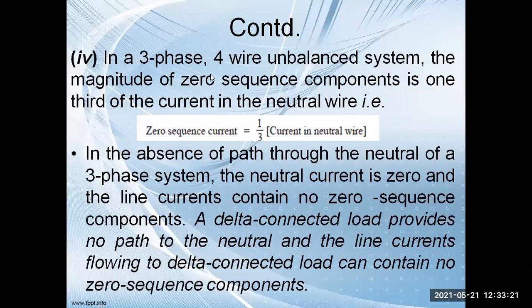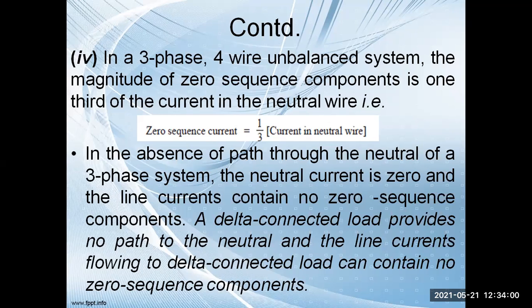So the zero sequence current equals 1/3 of the current in the neutral wire. Yes or no? Now you can understand. In the absence of a path through the neutral of a three-phase system, the neutral current is 0 and the line currents contain no zero sequence components. A delta connected load provides no path to the neutral, so the line currents flowing to it can contain no zero sequence components. The zero sequence component of current will only exist in a star connected system. For a delta connected system, there is no path for the neutral.